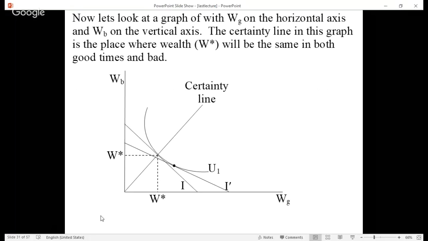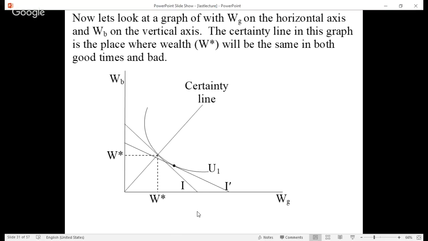Okay, so graphically it looks something like this. I have wealth in good times across the horizontal axis, wealth in bad times on the vertical. I have my utility function that gives me basically an indifference curve between wealth in bad times and wealth in good times. And I end up right in the middle, right there. In other words, a 45-degree line ending up at the origin, and this will be my budget constraint.